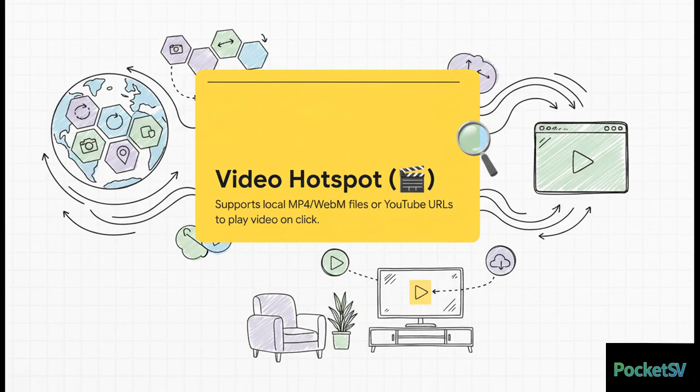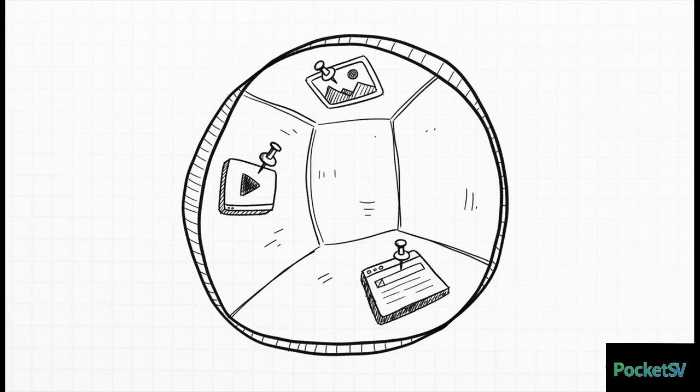Check this out. The video hotspot lets you embed videos right into the scene. You can use your own files or just drop in a YouTube link. I mean, imagine showing a property and being able to play a video about the kitchen appliances right there in the kitchen. And if you want to go next level, there's 3D pinned media.